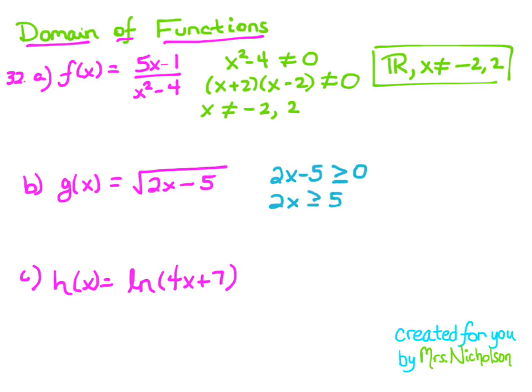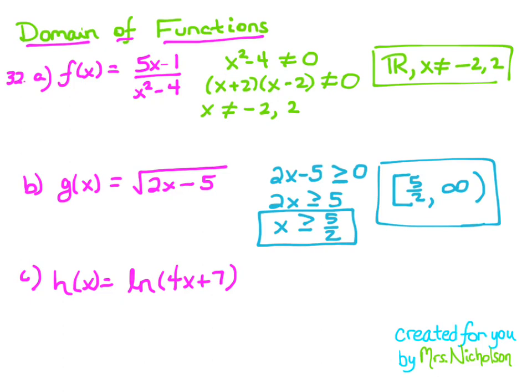2x is greater than or equal to 5. X greater than or equal to 5 halves. And so that's going to be your domain, x greater than or equal to 5 halves. Or it could be written in interval notation as 5 halves. Notice I'm using a bracket to include 5 halves to infinity. And infinity always gets a parentheses.